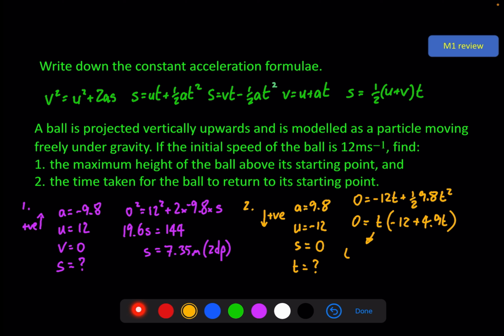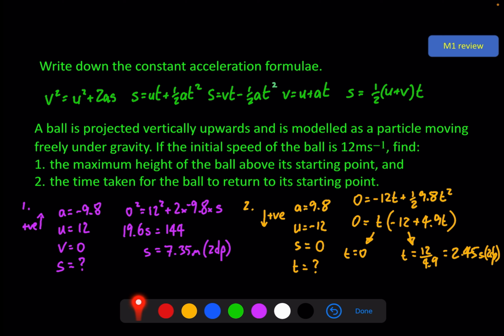So this gives me t equals 0, which is true, but isn't the one I want. And this gives me t is equal to 12 divided by 4.9, which is 2.45, again to 2 decimal places. And again, because we've used standard units throughout, that is seconds.